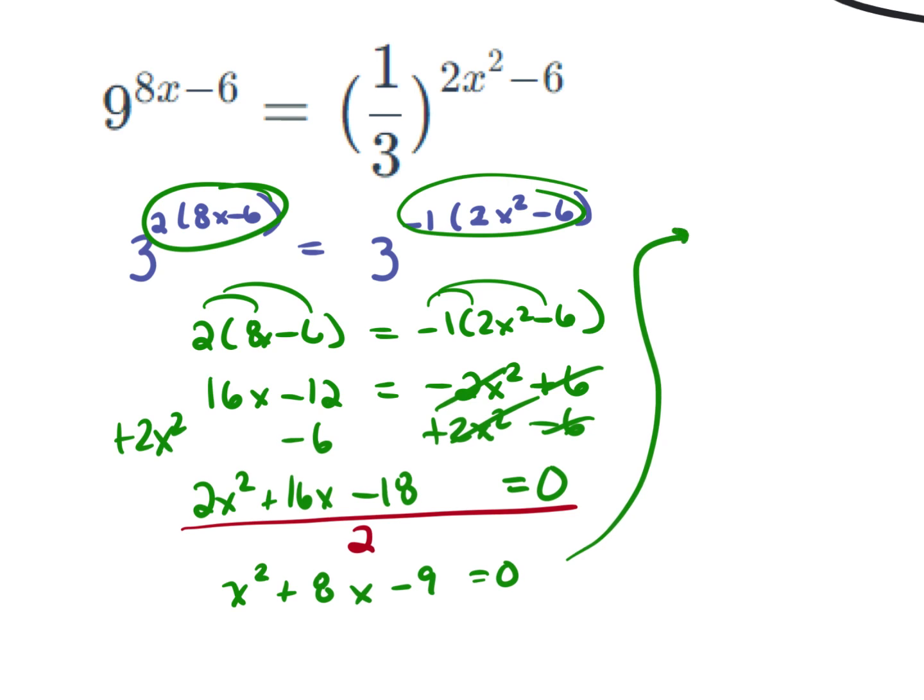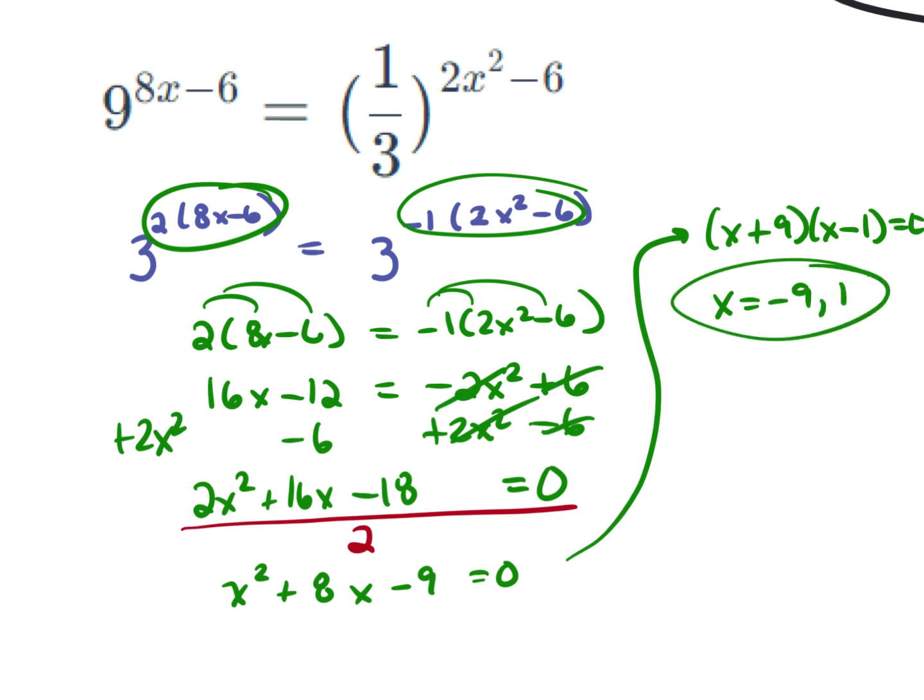This one factors pretty nicely. Two numbers that multiply to negative 9 and add to positive 8 are going to be 9 and negative 1. So my solutions are negative 9 and 1. So a very similar idea. The only difference in a quadratic is you have to get everything on one side, and then you, of course, just have to factor the polynomial. We got lucky in this case. They were all even. I was able to divide it to give me a pretty nice polynomial to factor.